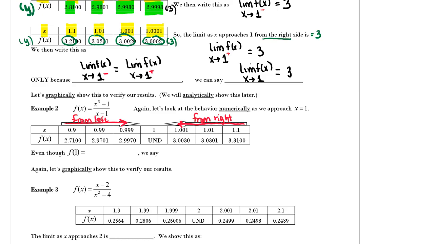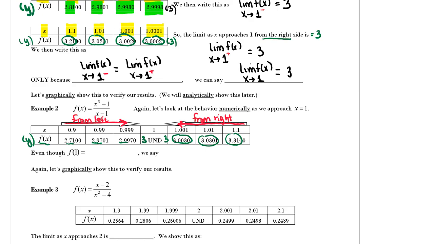But what we really want to look at is the f of x values, or the y values. As we head towards 1 from the left, our y values go from 2.7 to 2.97 to 2.99. These guys are headed towards 3. As we approach 1 from the right, going the farthest away, we're going from 3.3 to 3.03 to 3.003. These fellows too are headed towards 3.